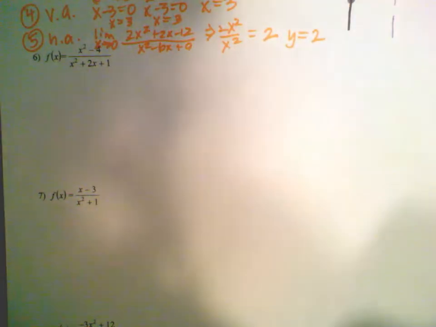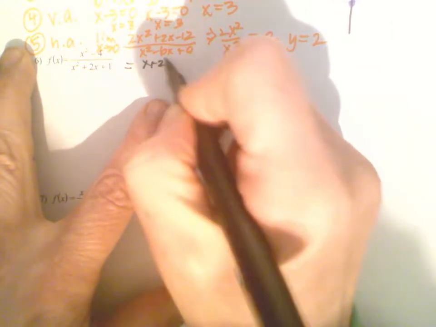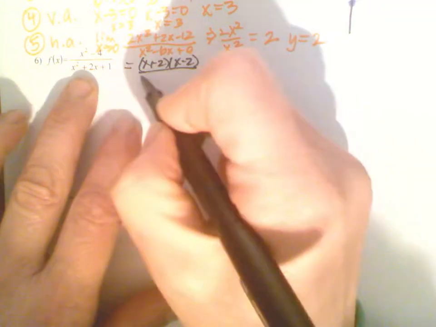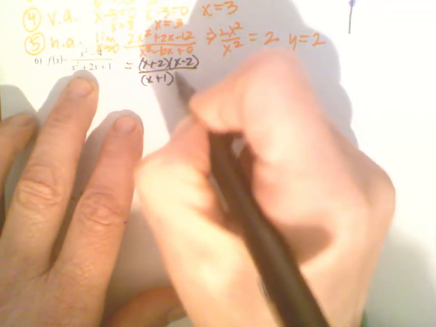All right, let's do another one of those. All right, so I am going to start by factoring. I get x plus 2, x minus 2, difference of squares on that one, and then bottom is x plus 1, x plus 1.